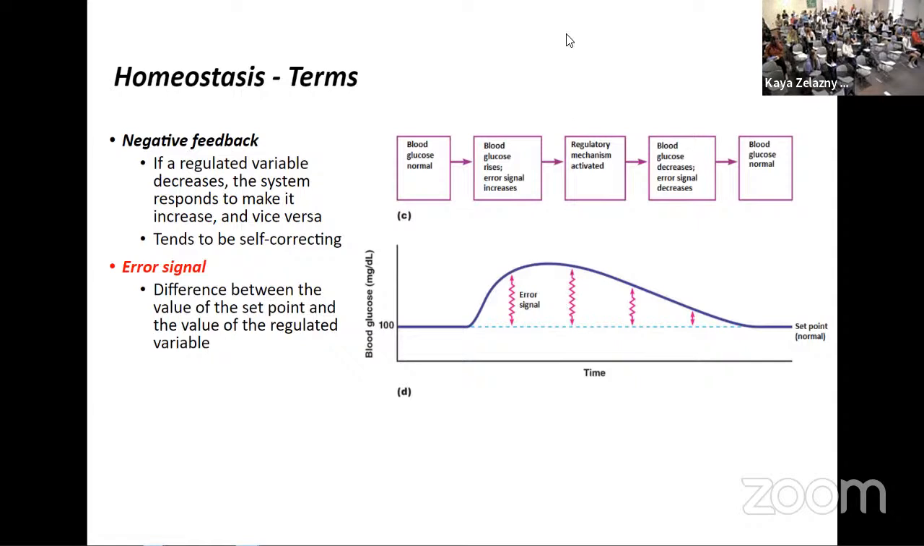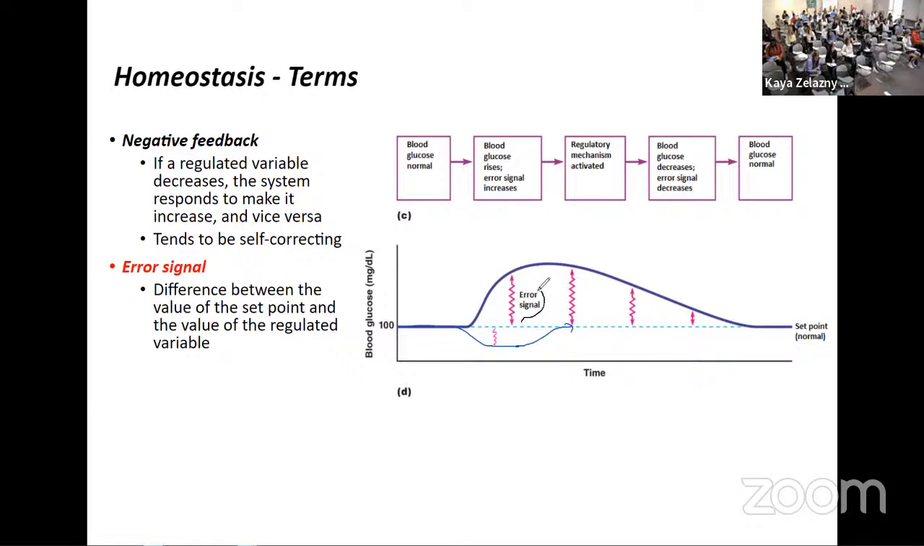set point. I do want to point out that if you suddenly had your blood glucose level drop, right, go down, this would still produce an error signal, right? Like this is still not at the set point. This is still not the right number. So we would still have other regulatory mechanisms that bring you back up to the set point, okay? And both of these would be examples of negative feedback.